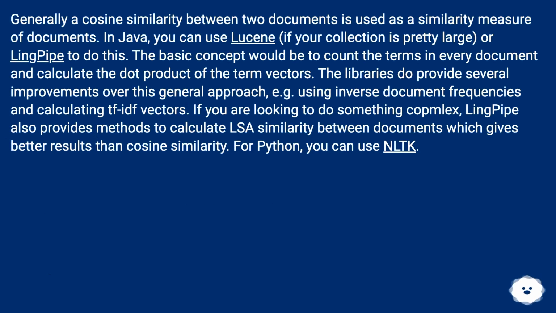Generally, a cosine similarity between two documents is used as a similarity measure of documents. In Java, you can use Lucene, if your collection is pretty large, or LingPipe to do this. The basic concept would be to count the terms in every document and calculate the dot product of the term vectors. The libraries do provide several improvements over this general approach, for example using inverse document frequencies and calculating TF-IDF vectors. If you are looking to do something complex, LingPipe also provides methods to calculate similarity between documents, which gives better results than cosine similarity.